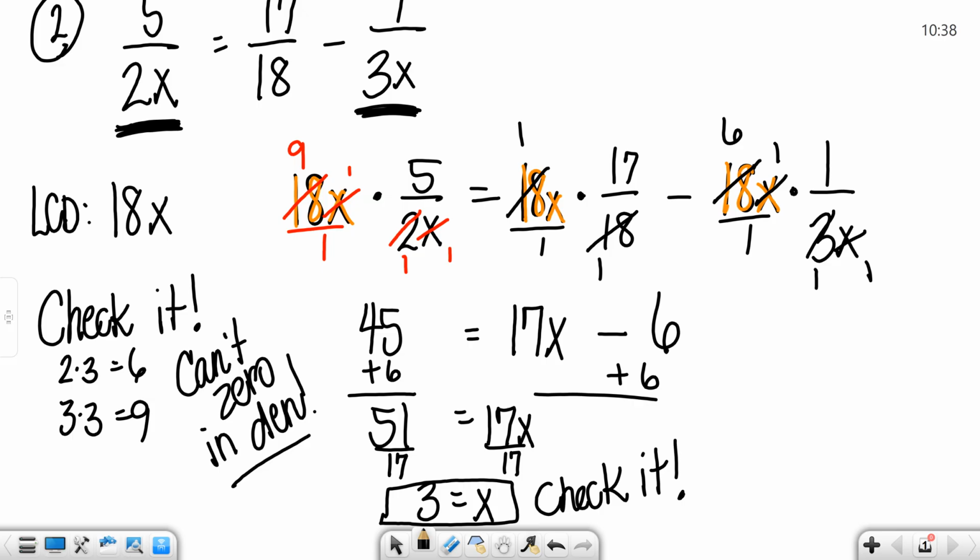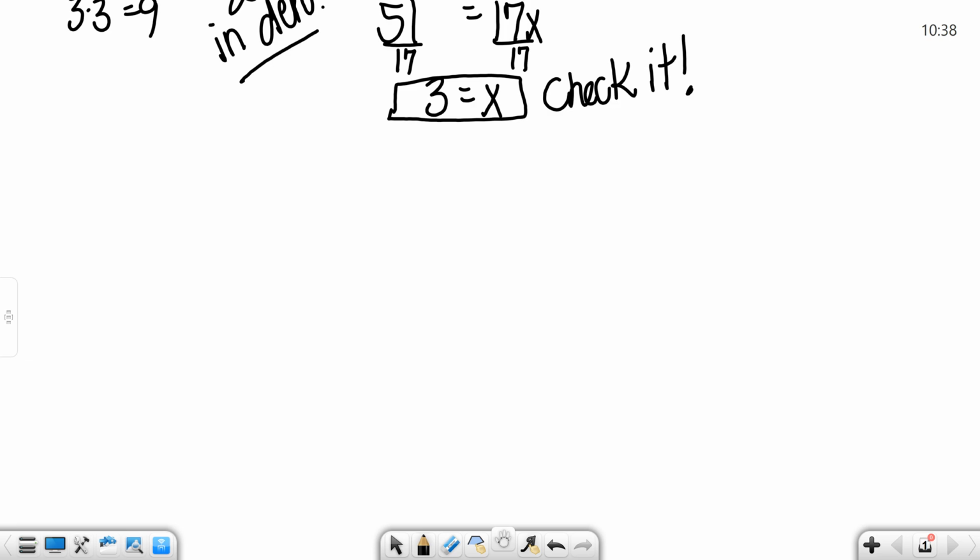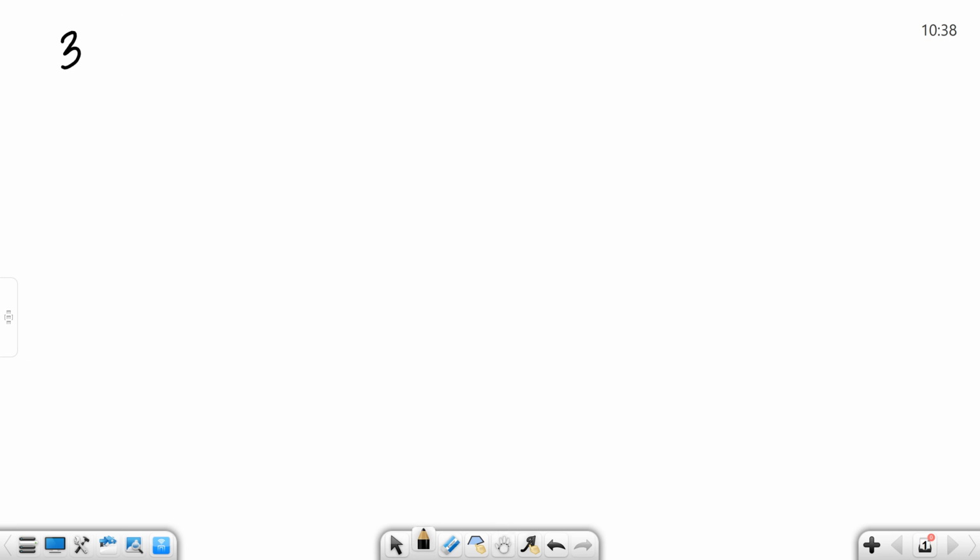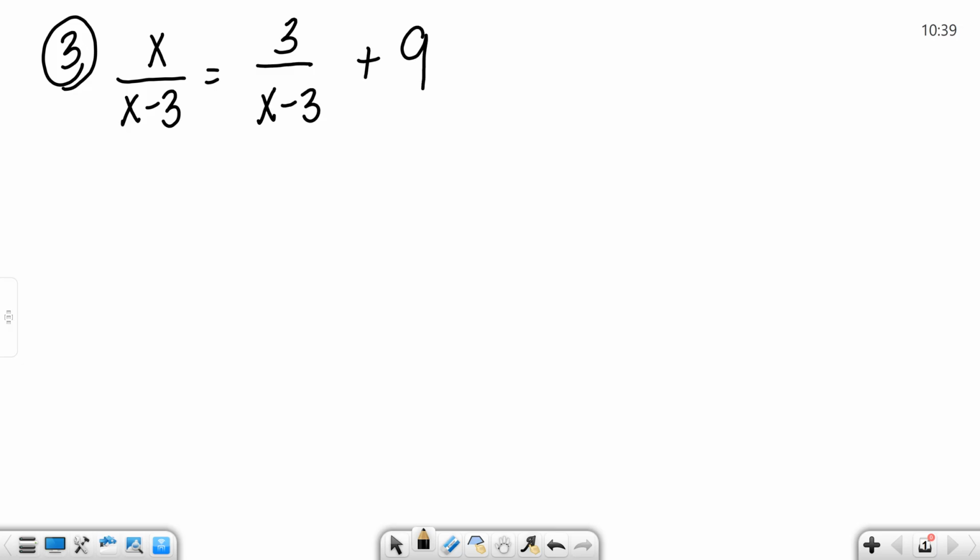All right, let's try another. All right, my first step. When I look at this problem, it bothers me that that 9 is not a fraction. So I'm going to look at it as a fraction, 9 over 1.